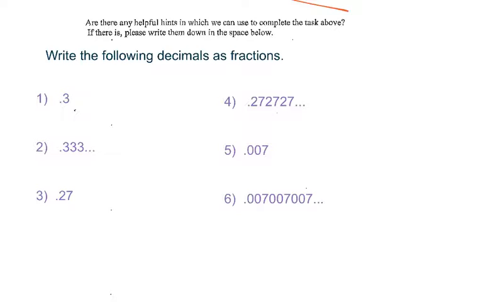Okay, the second to last page here is a quick little quiz to see if you're on top of things. So go ahead and answer 1 through 6 quickly. Try to write them as fractions. Don't be fooled because some of these are not repeating decimals. Go ahead and try that real quick and then check your answers. So go ahead and hit pause.